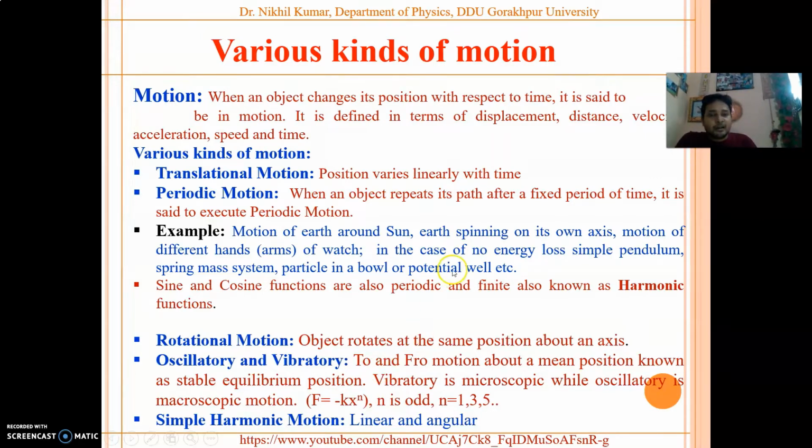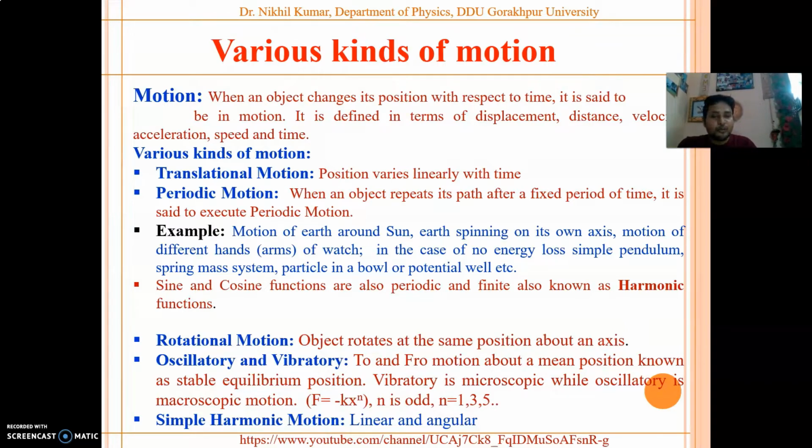So a simple pendulum, a spring mass system, and a particle in a bowl or potential well, where oscillations are quite small, are examples of oscillatory motion. So oscillatory and vibratory motions can be periodic as well, but all periodic motions are not oscillatory. Oscillatory motions can be periodic. Similarly, rotational motions can be periodic. But periodic motion is actually a big group, and rotational and oscillatory are sub parts of that. Okay, I hope it is clear to all of you.